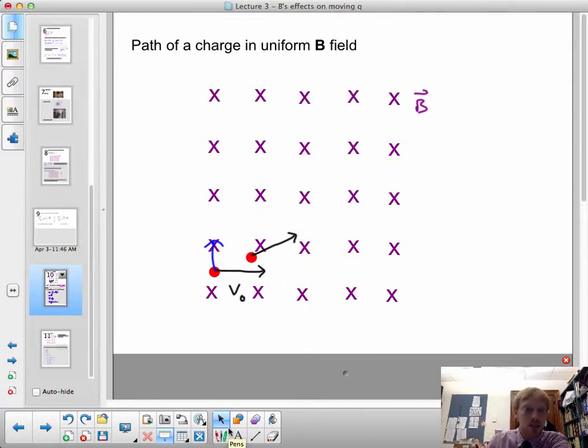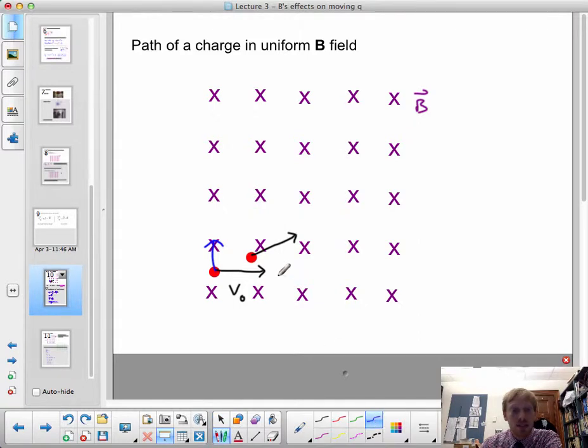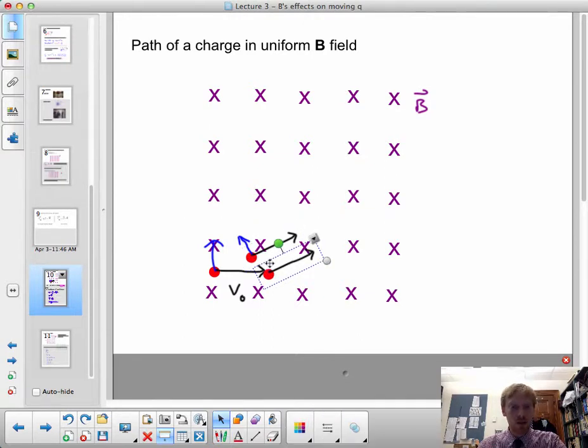V cross B, where B is into the page, again looks like this. Note that the result of a cross product always points perpendicular to both vectors being crossed. A magnetic force is always perpendicular to both the velocity and the direction of the magnetic field. Okay, well, if that's the direction of the magnetic force that acts on it at this moment, then in the next moment, it will have, let's see, a little bit more y component and a little bit less x component of velocity. And what do we get?